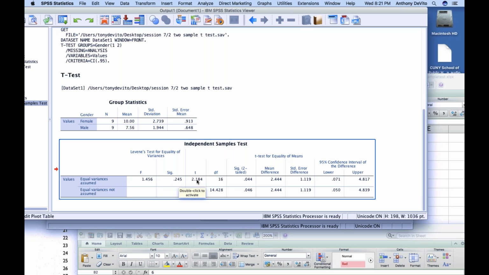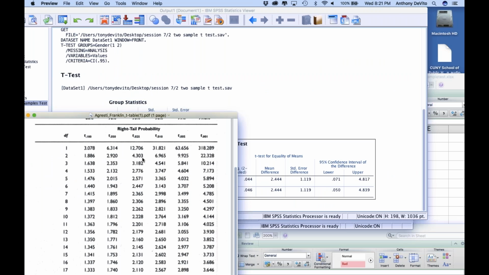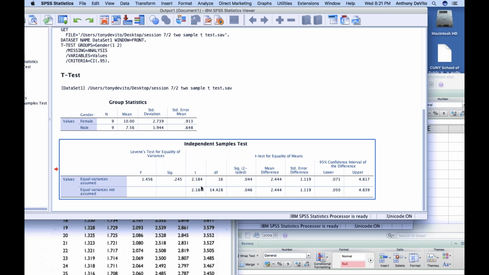Now, what's the critical value of t? Well, I'll go and look it up. For 16 degrees of freedom, a double-sided test, 95%, the critical value of t is 2.12. So if I exceed 2.12, I can reject my null hypothesis. I've exceeded the critical value. It's 2.18, so I can reject my null hypothesis.